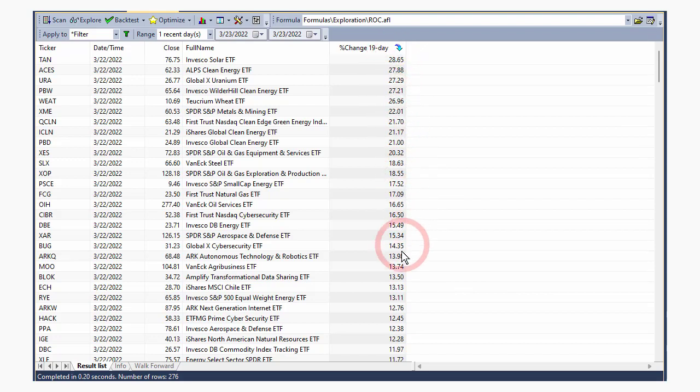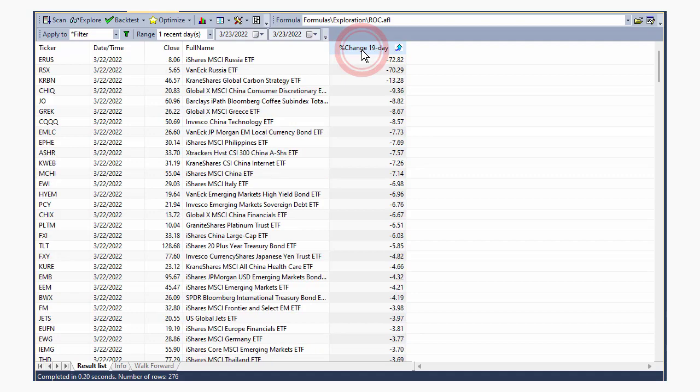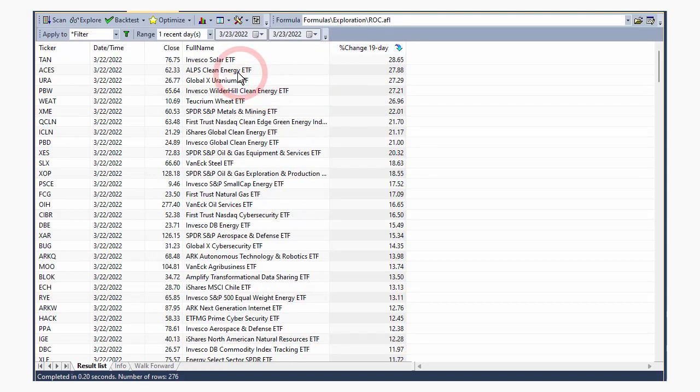I sorted by the percentage change. This can tell us which groups are leading since the invasion and which are lagging. If I reverse this sort, obviously Russia is lagging. But we can see China technology, Philippines, China, Italy. It's not surprising Europe is lagging. Platinum Trust, for some reason, is lagging. Germany, European financials.